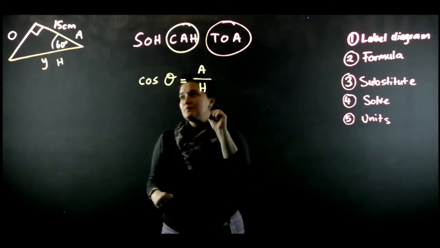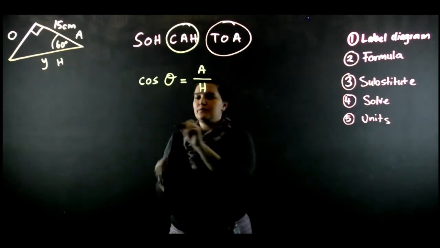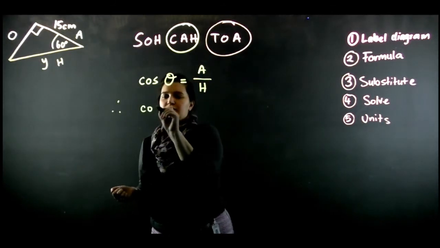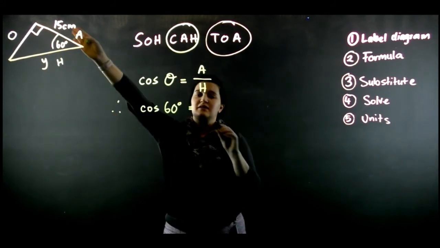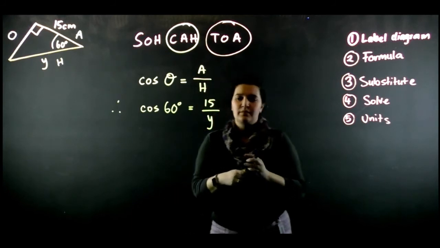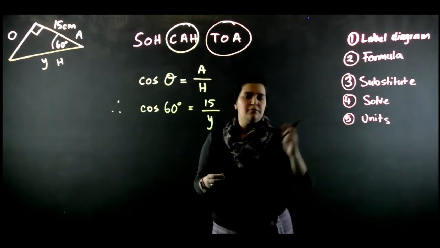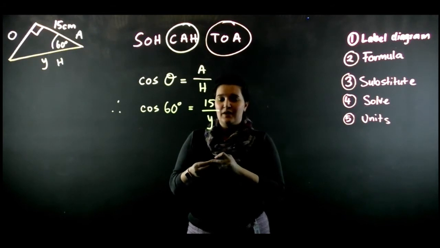All right. Step 3. Substitute. So I know the angle, therefore cosine of 60 degrees equals the adjacent side, 15, divided by y. Alright, step 4. I need to use my algebraic tricks to solve this for y.